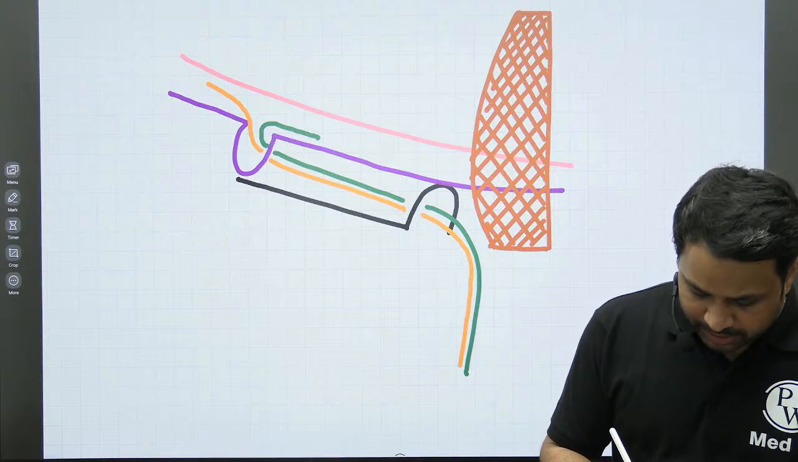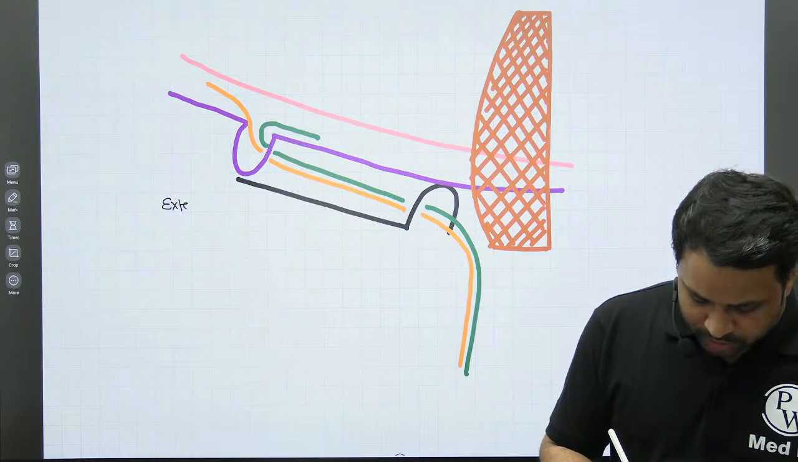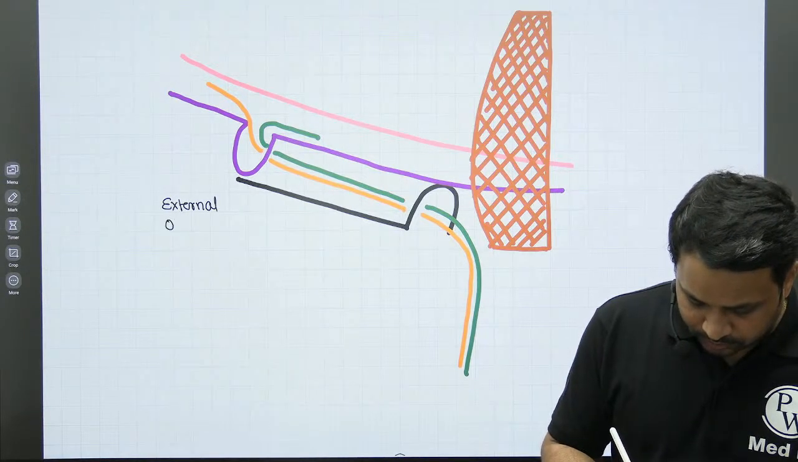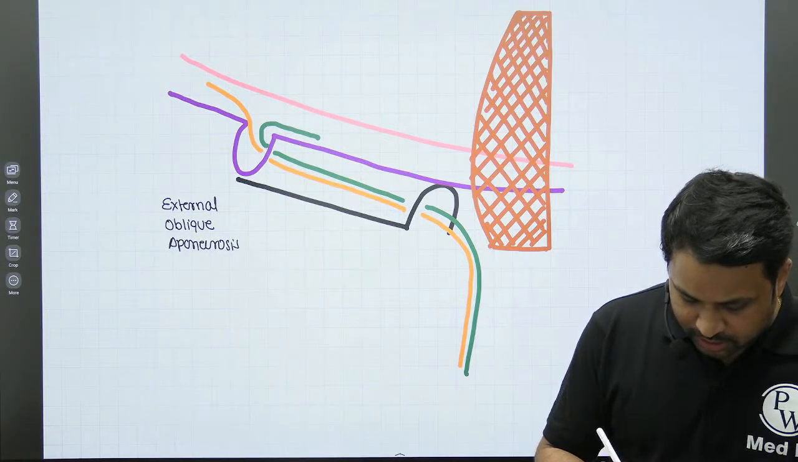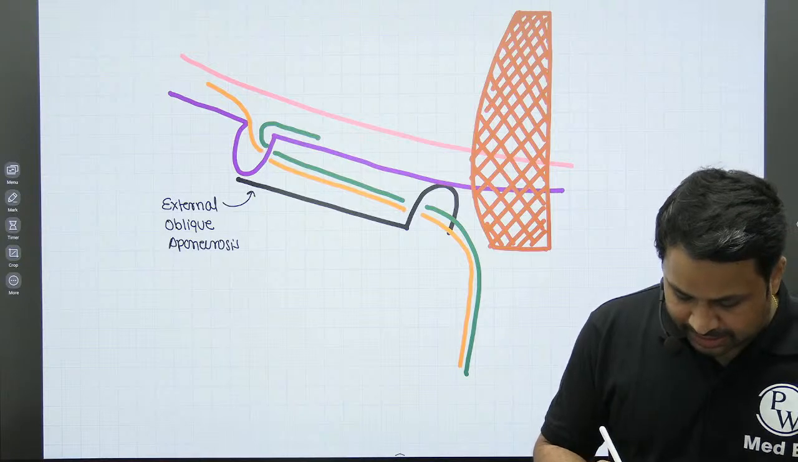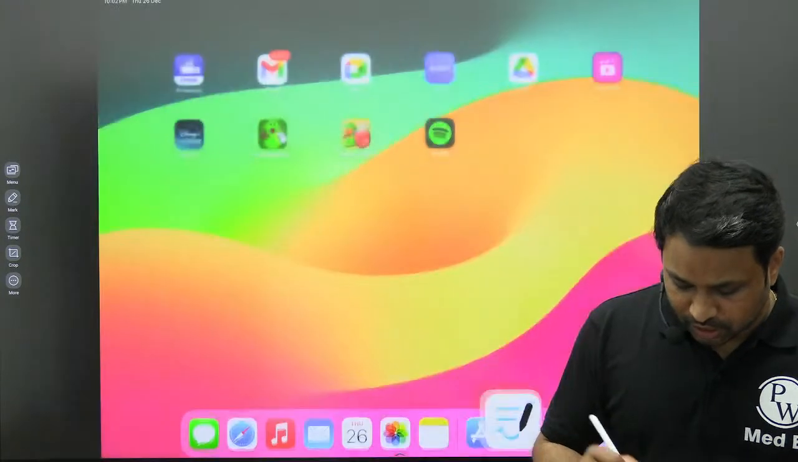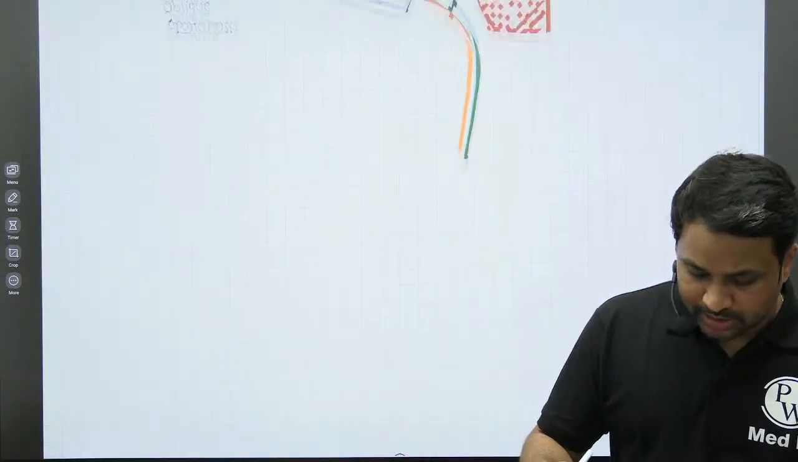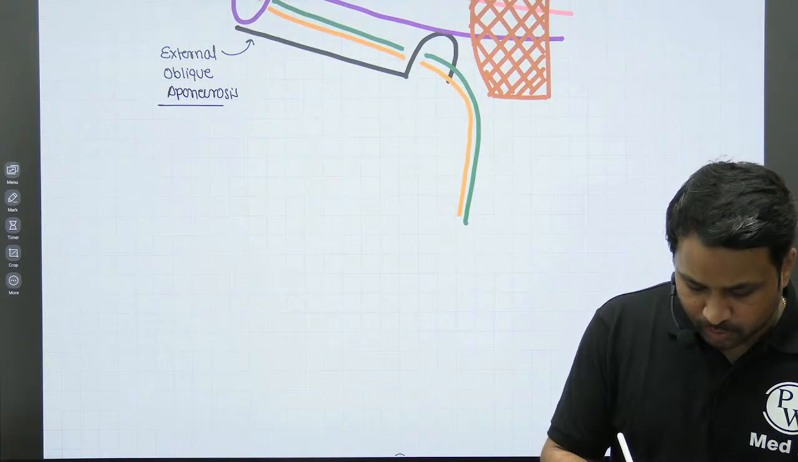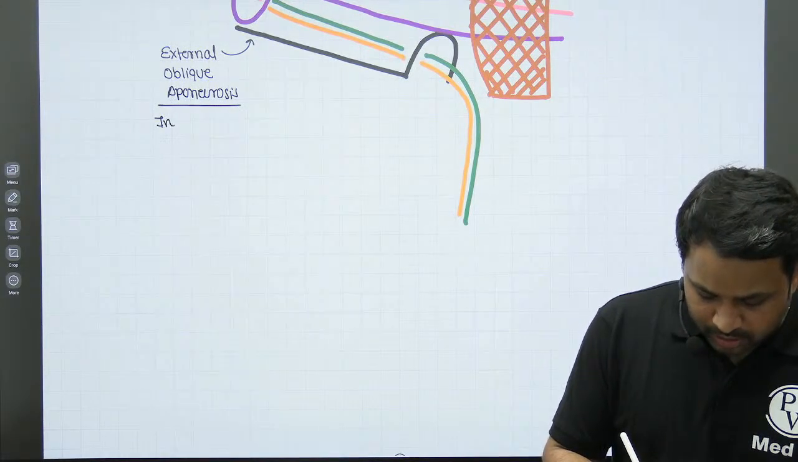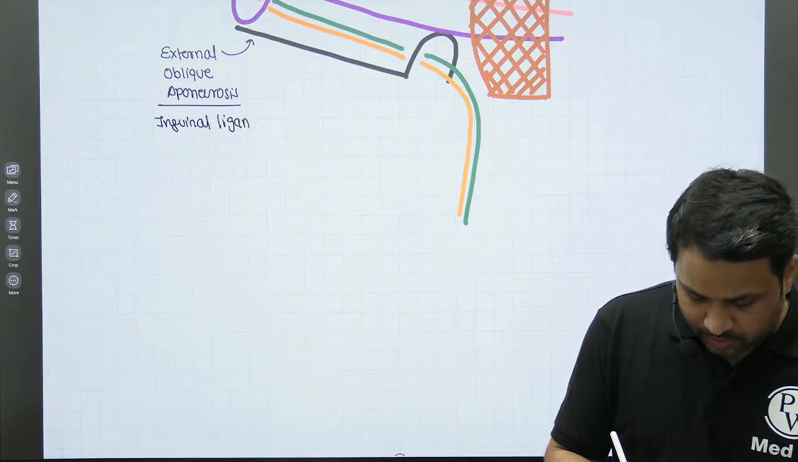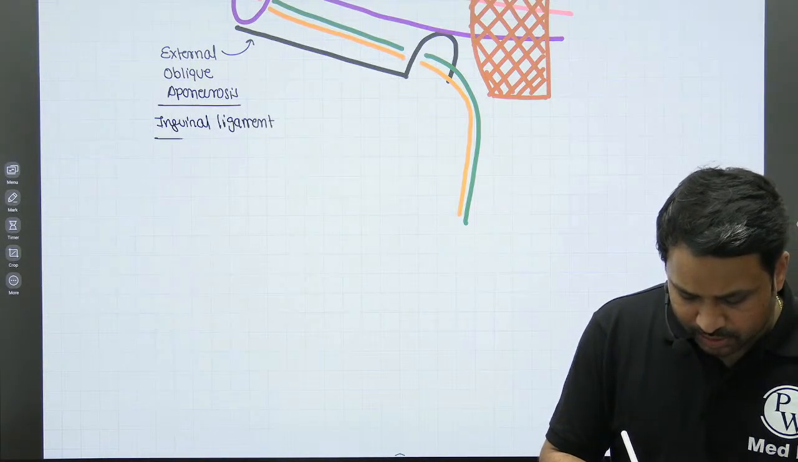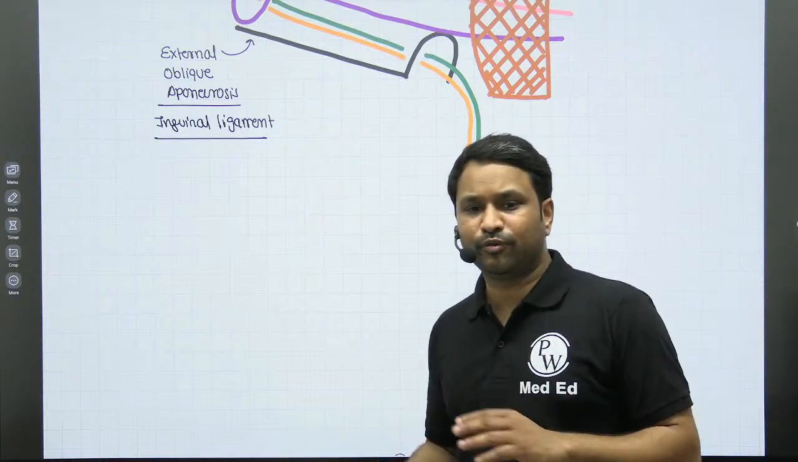This is your external oblique aponeurosis. कि जो external oblique aponeurosis, it is getting condensed. That condensation of external oblique aponeurosis is what we call the inguinal ligament. So inguinal ligament is going to attach from the anterior superior iliac spine to the pubic tubercle.